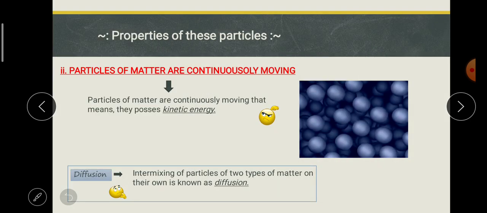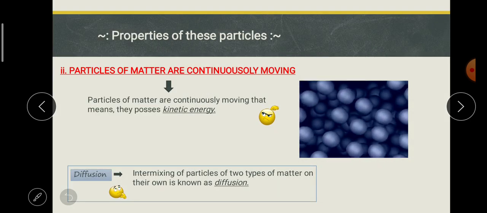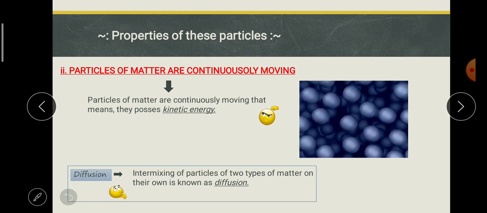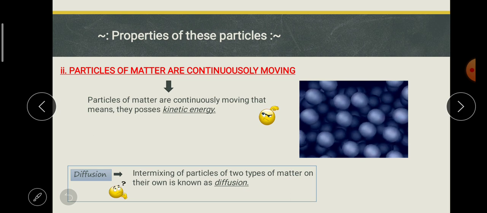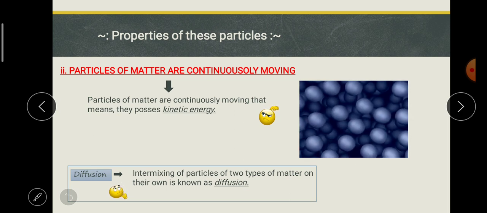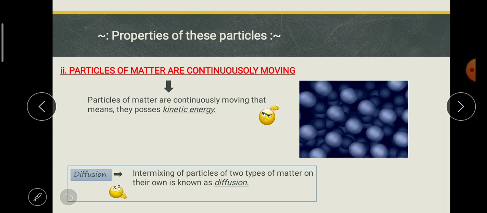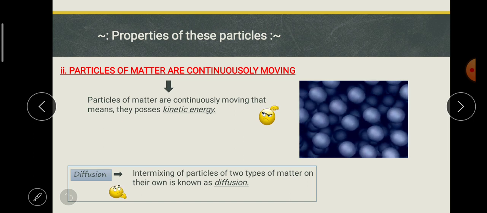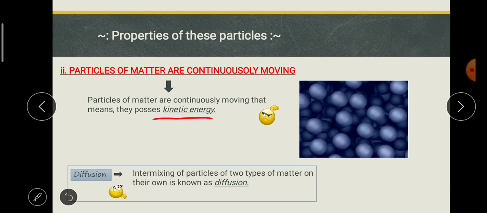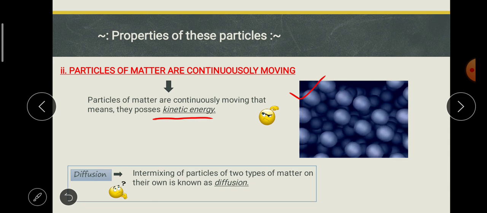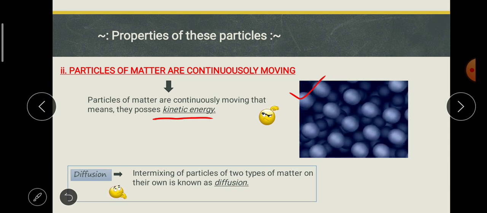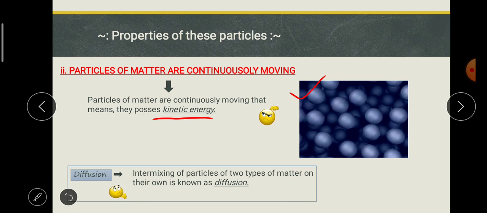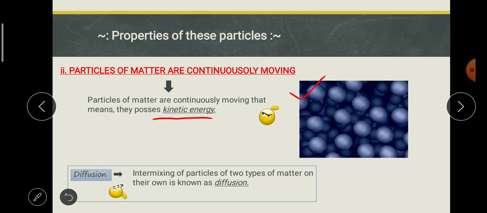So our second property is particles of matter are continuously moving. When these particles of matter are continuously in motion, they possess kinetic energy. Like we can see in the GIF, these are particles of anything, and they are continuously moving. So at that time they are possessing kinetic energy.